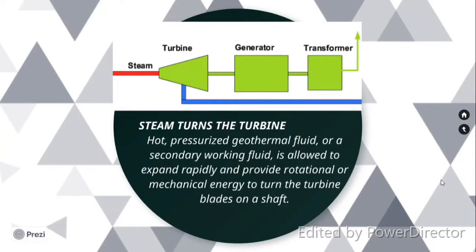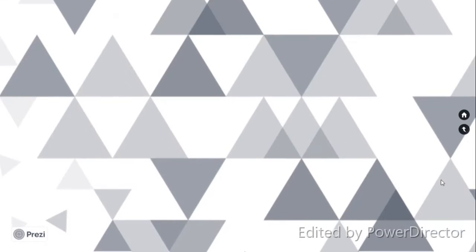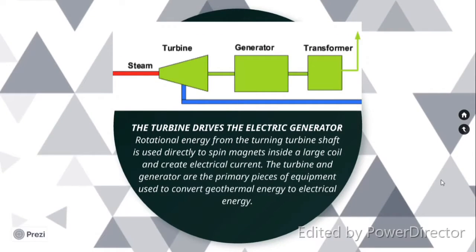Hot pressurized geothermal fluid or a secondary working fluid is allowed to expand rapidly and provide rotational or mechanical energy to turn the turbine blades on a shaft. The turbine drives the electric generator. Rotational energy from the turning turbine shaft is used directly to spin magnets inside a large coil and create electrical current. The turbine and generator are the primary pieces of equipment used to convert geothermal energy to electrical energy.